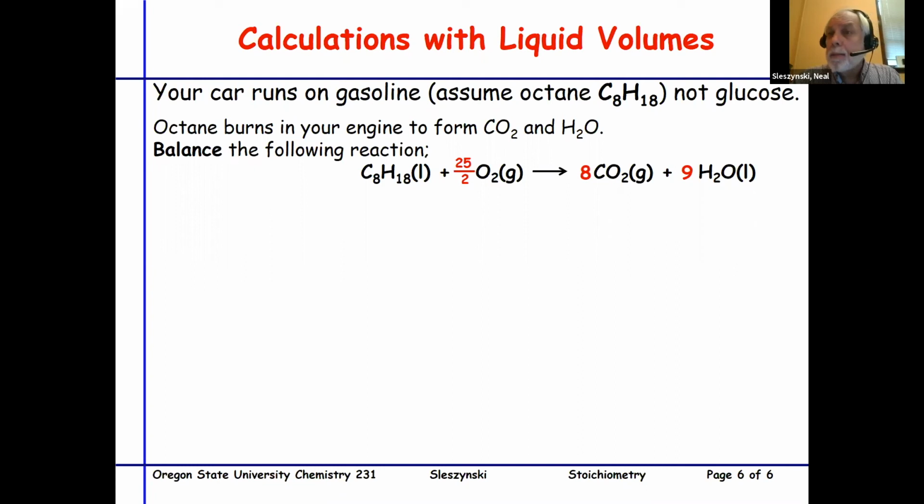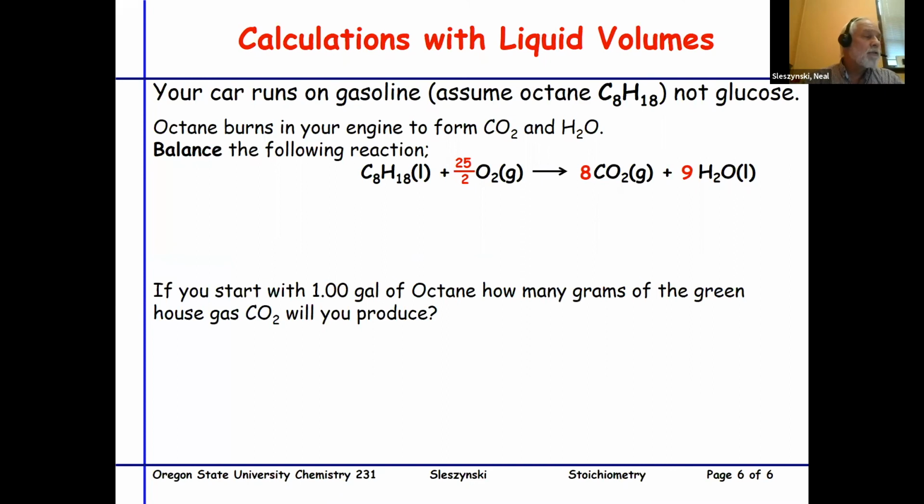Since I'm only worried about math, that's perfectly allowable. Of course, I can't have 25 divided by 2 oxygen molecules because I can't have half a molecule. So if I'm worried about the molecular realities, I can't have 25 divided by 2 as a stoichiometric coefficient. If I'm just worried about the math, then that's perfectly fine.